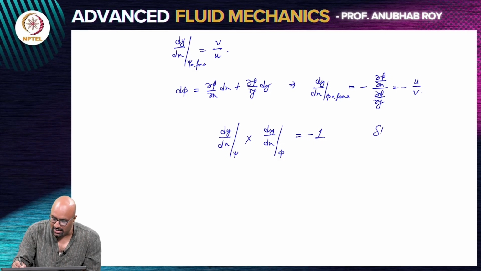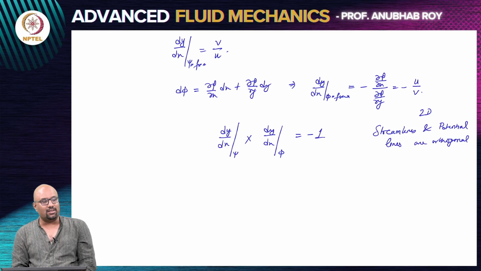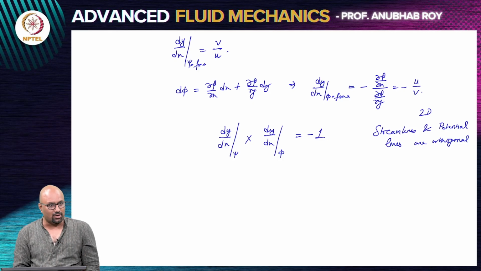So, streamlines and potential lines, or lines of equipotential, are orthogonal. This exercise we did for 2D, where you can define the stream function without any ambiguity. In 3D, obviously you have to realize that there are two stream functions. We discussed this, that you have to come up with two stream functions to do the process, but you will have the streamlines and potential lines going to be orthogonal to each other.